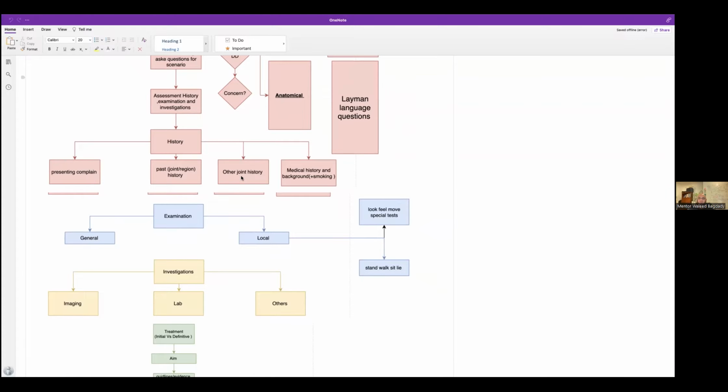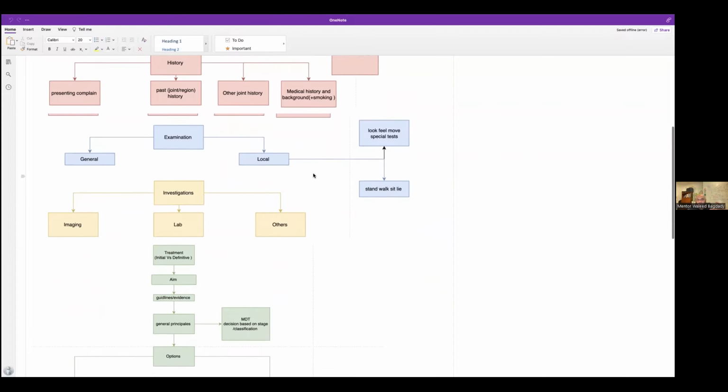History of the presenting complaint. I will do the Oxford Hip Score, Oxford Knee Score. I will assess the ankle, past joint history: infection, inflammation, injury, trauma, surgery, outcome, duration, indication, perioperative period, other joint history, and the medical background, including smoking.